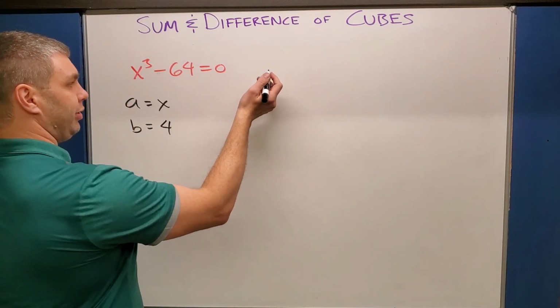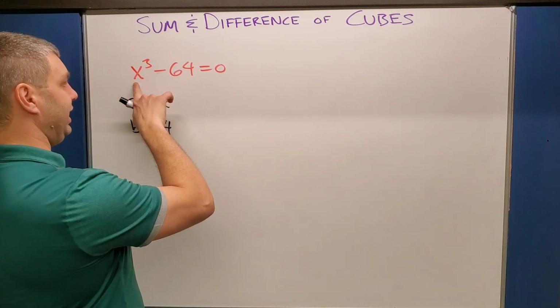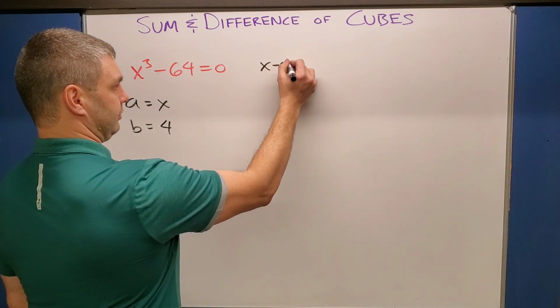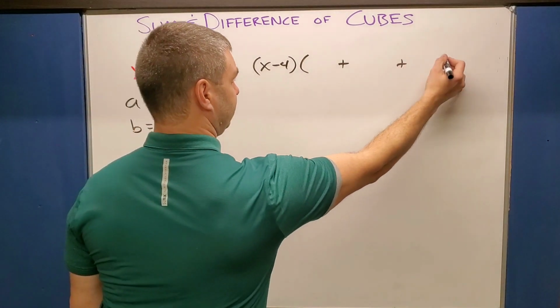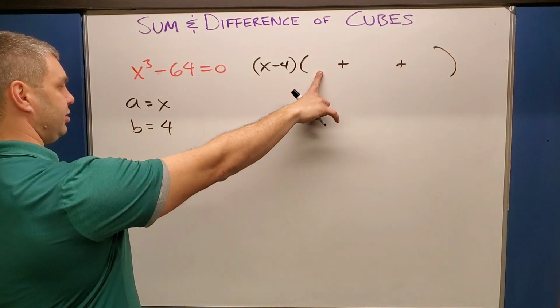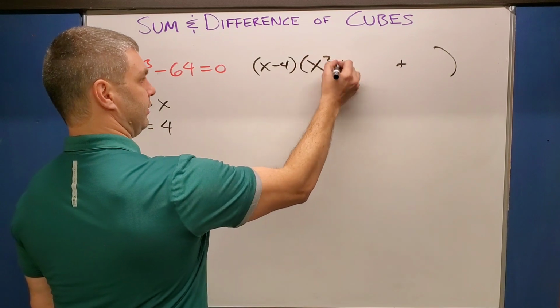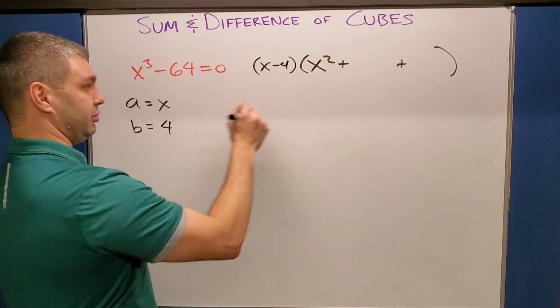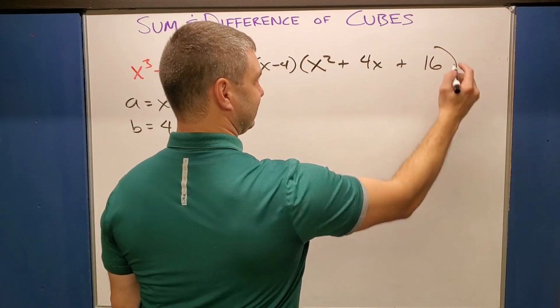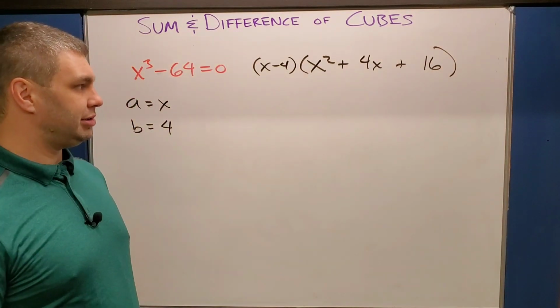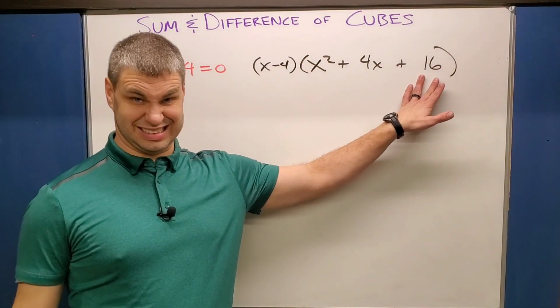So if I write out that formula from earlier, it should be x minus 4. And then I need two pluses, so these are both going to be plus over here. And the first one's going to be a squared, so that's x squared. And then a times b, x times 4 is 4x. And lastly, b squared, 4 times 4 is 16. So I should have x minus 4 times x squared plus 4x plus 16.